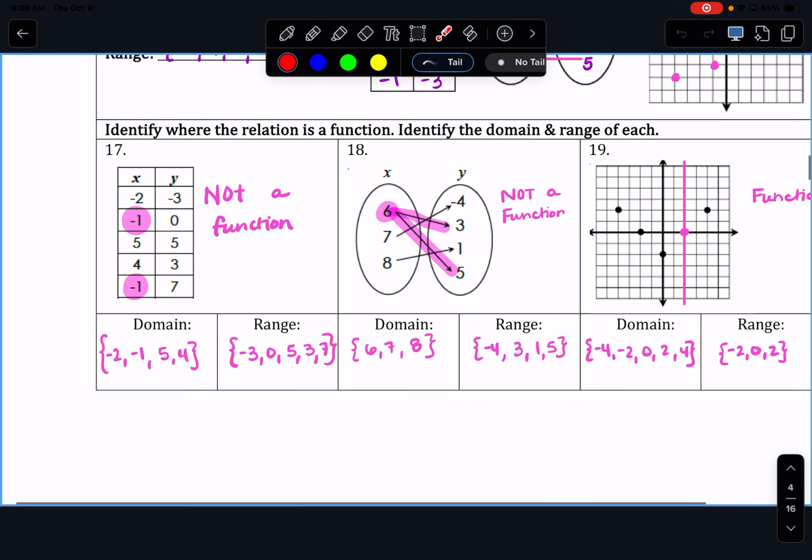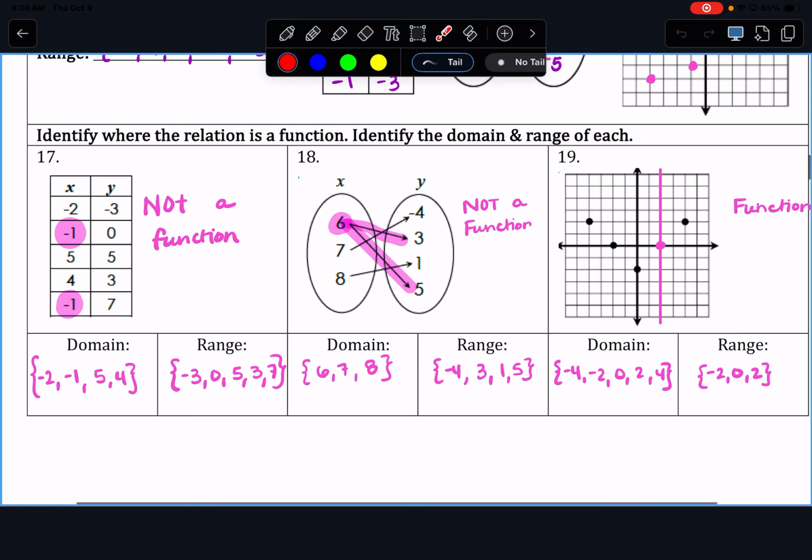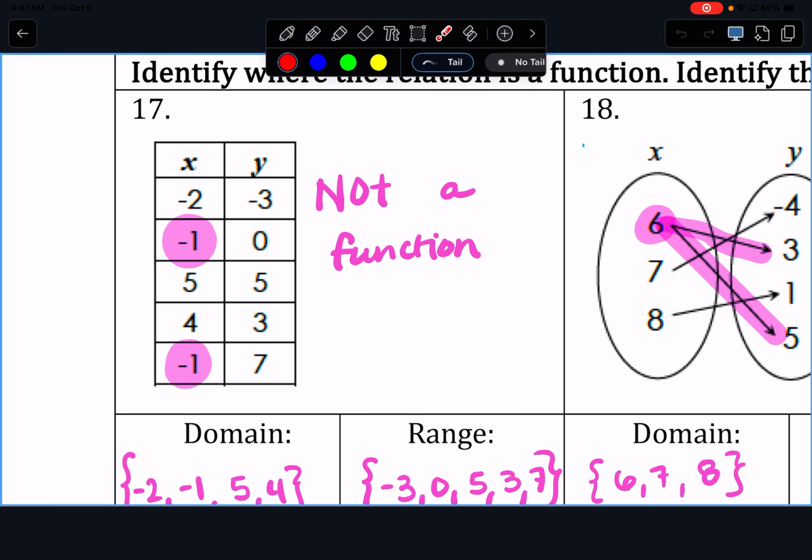So on Tuesday, we wrapped up doing 17, 18, and 19. So real fast, we're going to recap these 3 questions, then we're going to go to the next 3. So for 17, 18, and 19, first we had to determine whether or not it was a function. So why is 17 not a function? Because there's a repeated input. There are 2 negative ones in the x's, right?